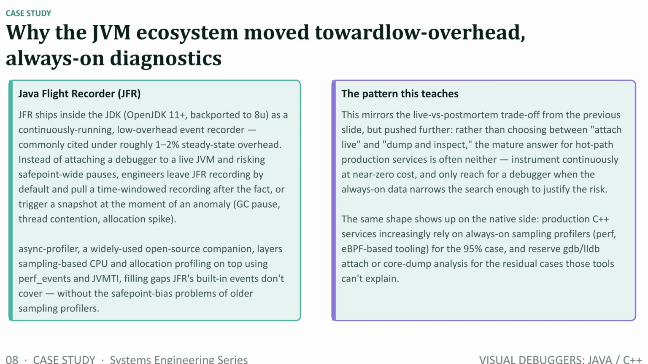Java Flight Recorder, JFR, ships inside the JDK itself, not as a bolt-on agent. It's a continuously running, low-overhead event recorder, commonly cited at around 1 to 2% steady-state overhead.